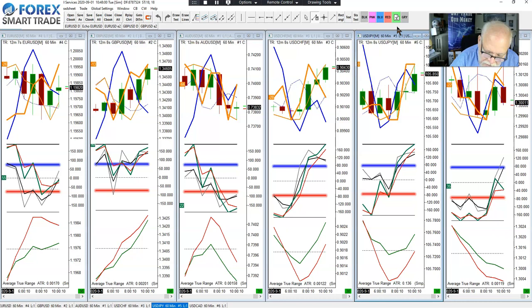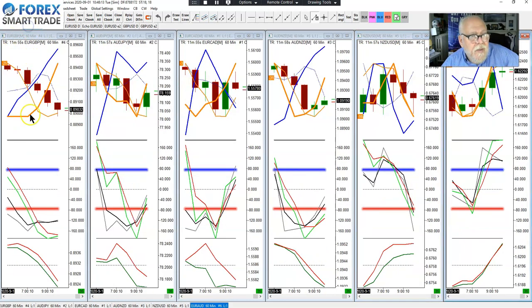USD JPY for a sell for 5 pips. But we're going to wait till we get a little bit closer. Minus 23, no. So let's see what else we've got. Minus 25, no. Again, I'm looking for 0 or minus 100 or within 10 points of either end. Minus 38, no. Minus 1, yes.